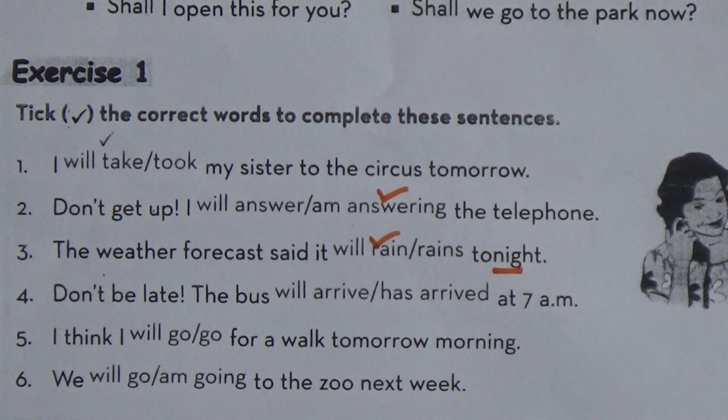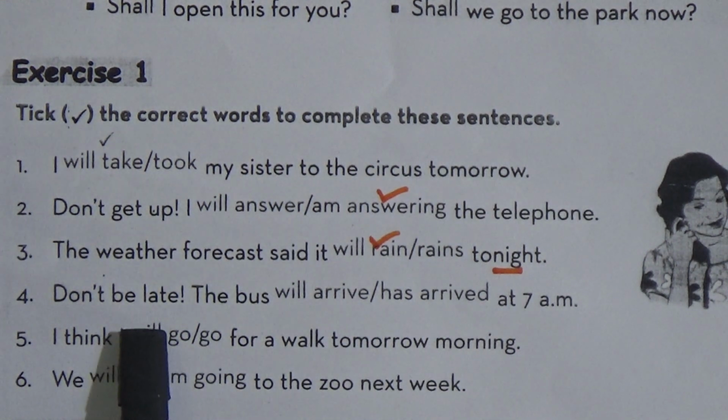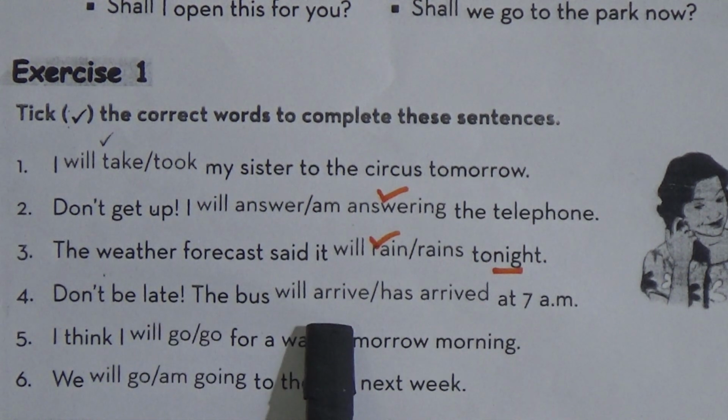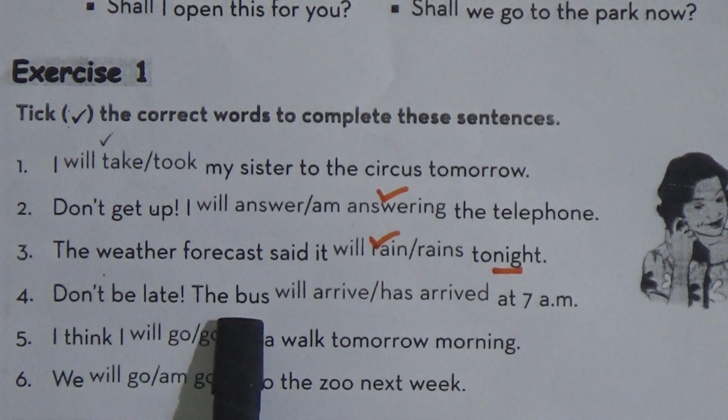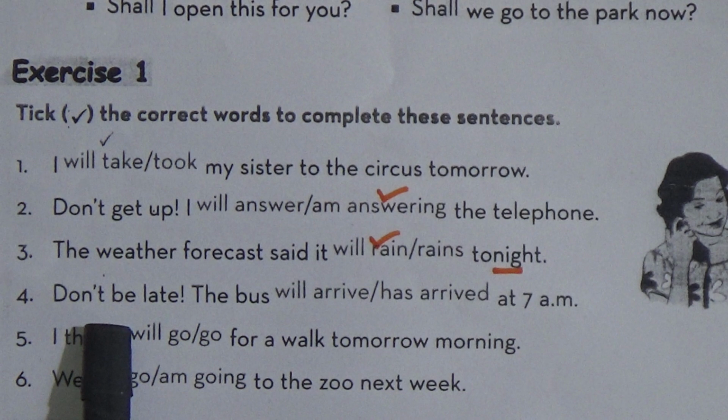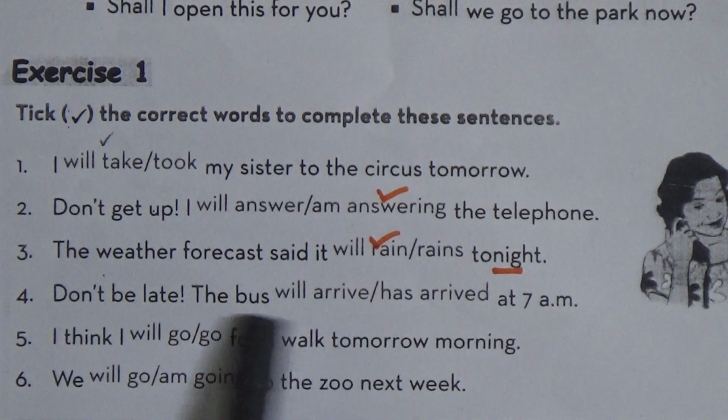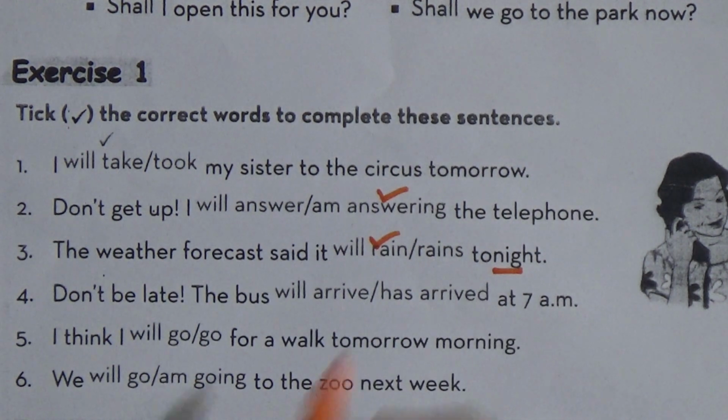Okay, tick here. Then number 4, don't be late, the bus will arrive or has arrived at 7 a.m. The bus will arrive. That means you are talking about the future here, not the present. So here we have to write the bus will arrive at 7 a.m.